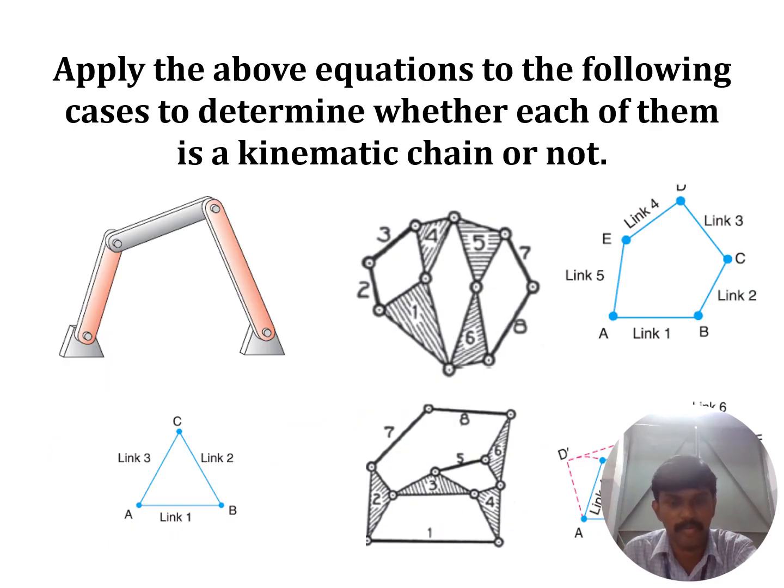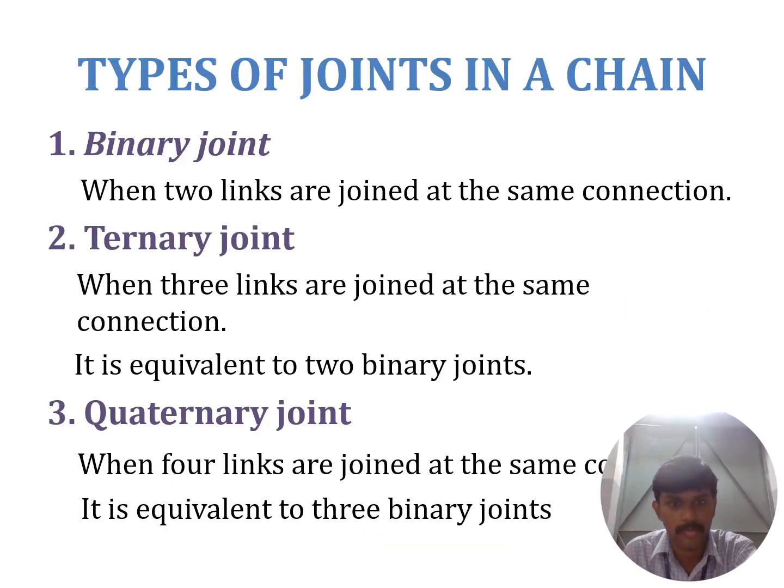From the above equation, we have to determine the number of degrees of freedom and what type of chain is available. Next, the types of joints in the chain. One is the binary joint, where two links are connected in the same connection. A ternary joint means three links are connected in the same connection, and four links connected in a joint is known as a quaternary joint.